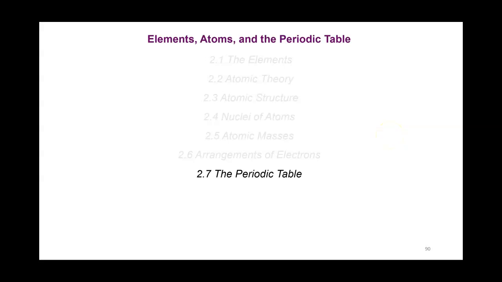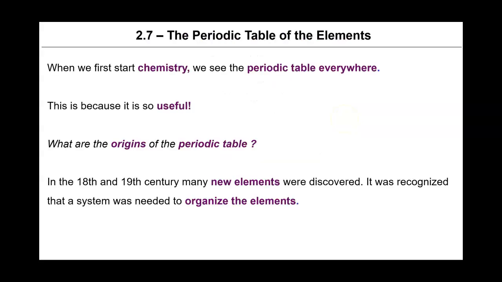In section 2.7, we're going to review some properties of the periodic table that you may have learnt about in Chemistry 100, and also look at some new properties of the periodic table. So when we first start chemistry, we see the periodic table everywhere. That's because it's really useful. And fairly soon, you guys are going to become quite reliant on your periodic table and are going to want to have one handy most classes.